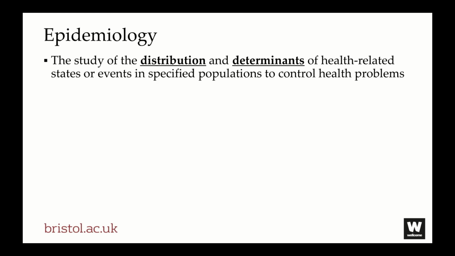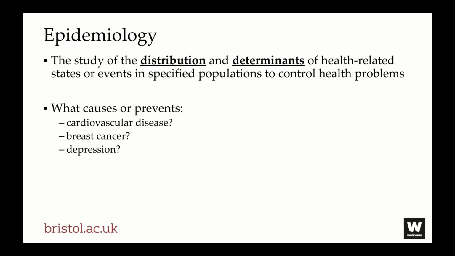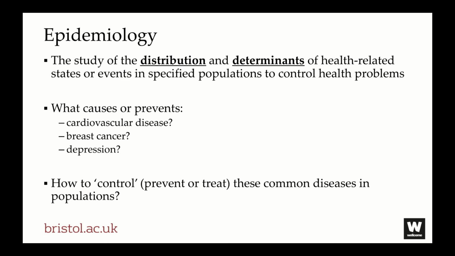So I'm sure everyone here is aware what epidemiology is, but just to bring it back to what we're interested in: looking at specifically the distribution or determinants of particular health outcomes in specific populations. We could be interested in lots of different things, from cardiovascular disease all the way up to mental health illnesses, and we really want to know what causes or prevents these particular things, mainly so that we can prevent or treat them in the population.